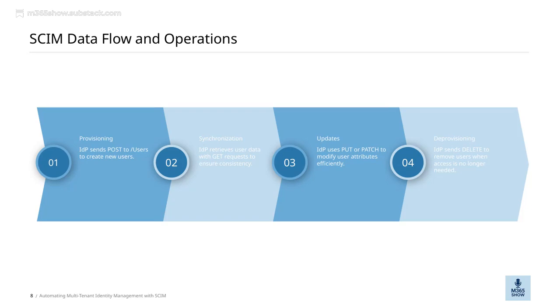Let's take a closer look at the SCIM data flow and operations. First, when a new user needs to be created, the identity provider, or IDP, sends a POST request to the user's endpoint. This is how new user data is provisioned into the system. Next, to ensure that the user information remains consistent across systems, the IDP periodically retrieves user data with GET requests. This synchronization step is crucial for maintaining accuracy and keeping everything up to date.